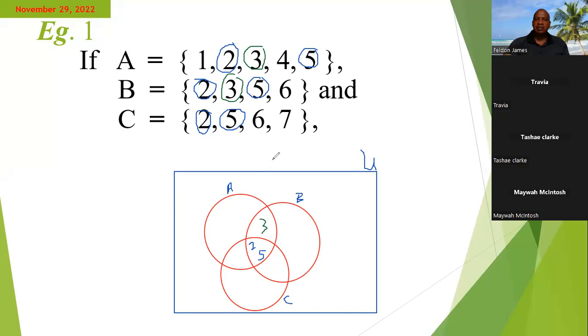All right. So with that being done, what else should I put in? Can you give me an idea where to put the rest? A only. All right. So for A only, what are we going to have over here? 1 and 4. 1 and 4.